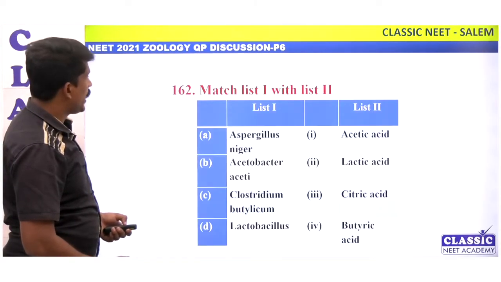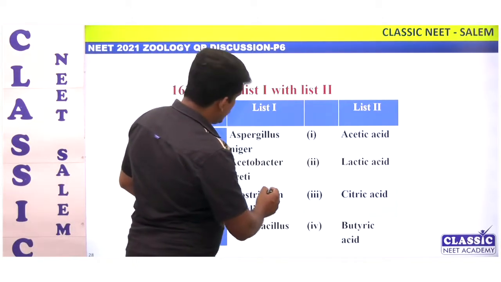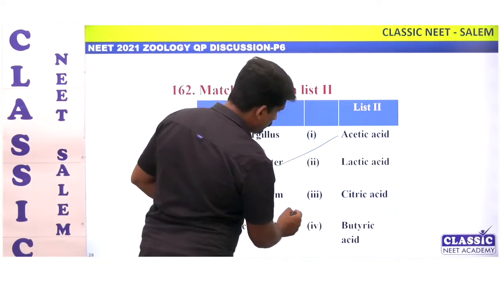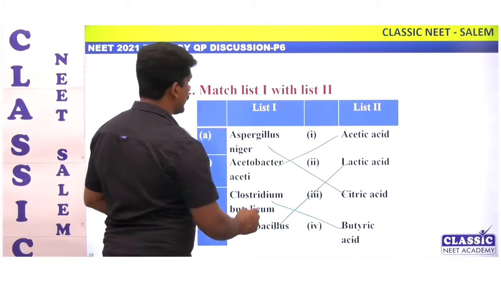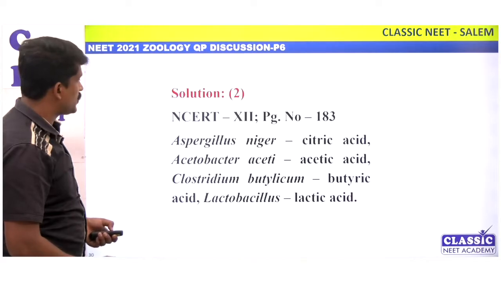Okay students, now again match the following. Aspergillus niger, then Acetobacter aceti, which means acetic acid, Clostridium butylicum, that is butyric acid, Lactobacillus. Then this goes to the citric acids only. So among the given options, the second option will be matching correctly.